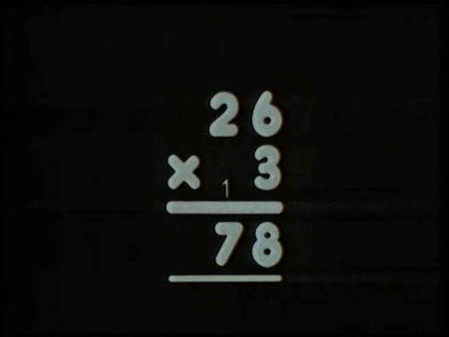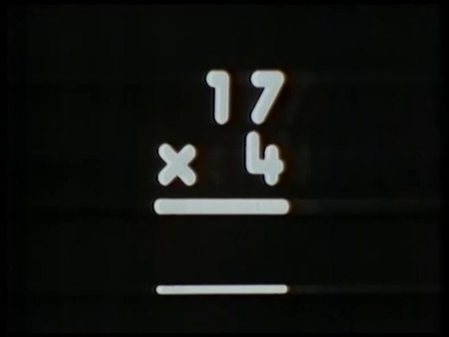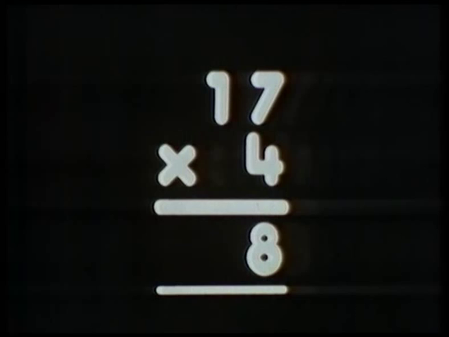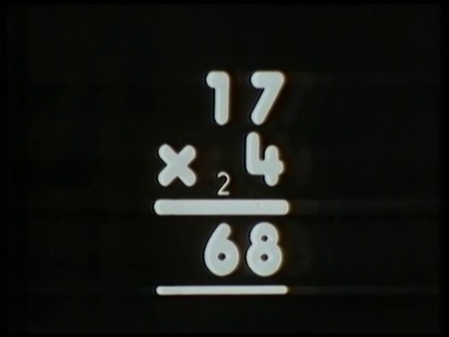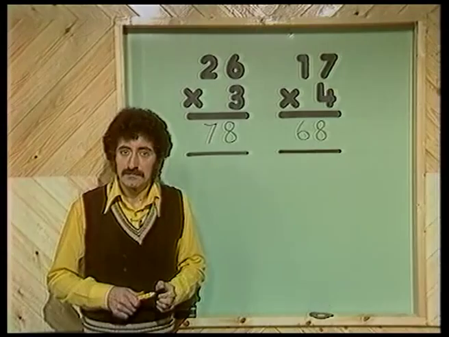If you didn't get that, try this one. 17 times 4. 4 times 7 is 28, yes, our old friend again. 8 in the ones column, like that, and 2 tens carried over. 4 times 10 is 4 tens, and with the 2 tens added, we get 6 tens in all here. 68. 68 is 60, add 8, almost 70.